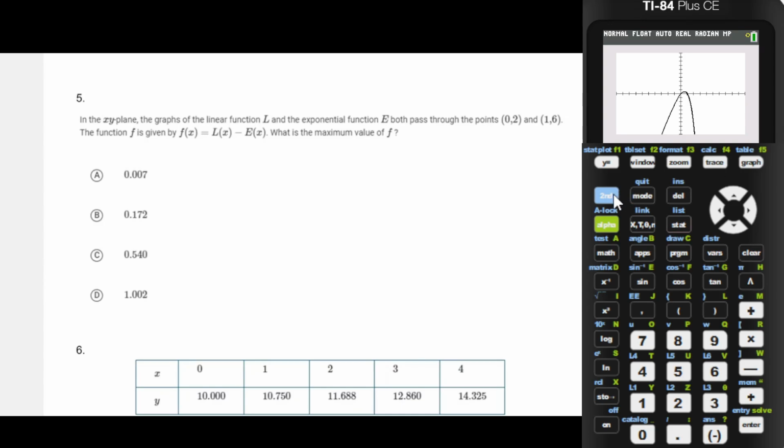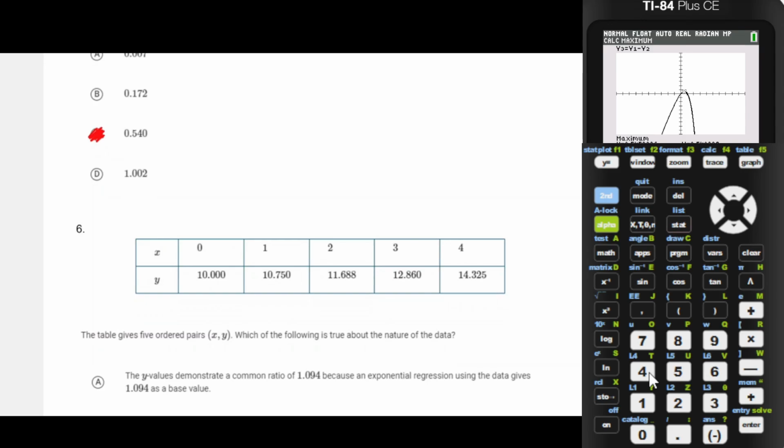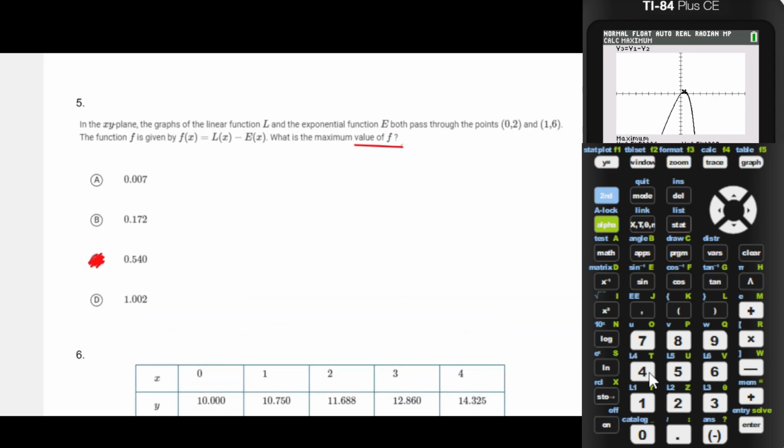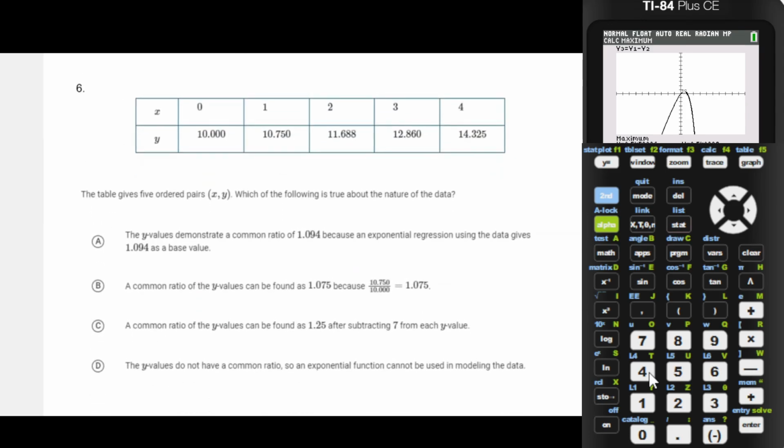Okay, so what we're going to do is calculate the location of the maximum. That is to the left of the maximum. That's to the right of the maximum. Give it a guess. 0.545, and the output that corresponds to that is 0.540. That's the value of f, so that's the y coordinate at the maximum. All right, now we've got a table giving 5 ordered pairs, which is true about the nature of data.